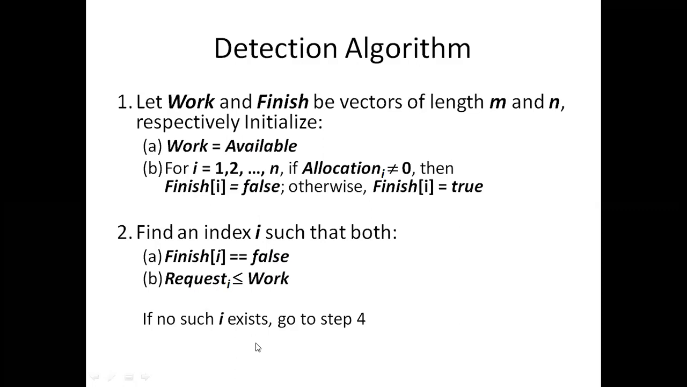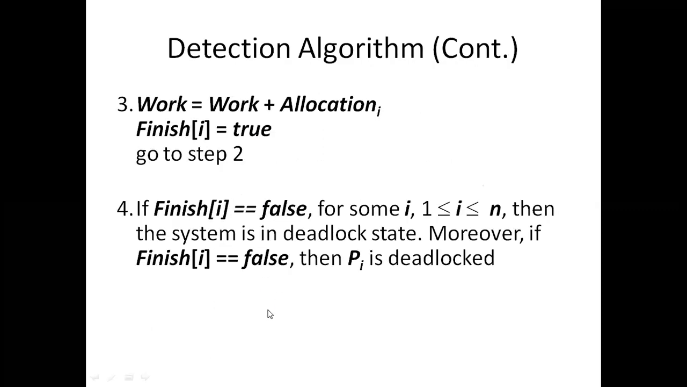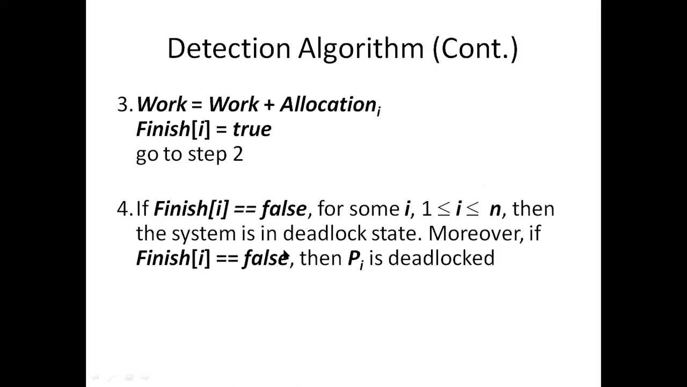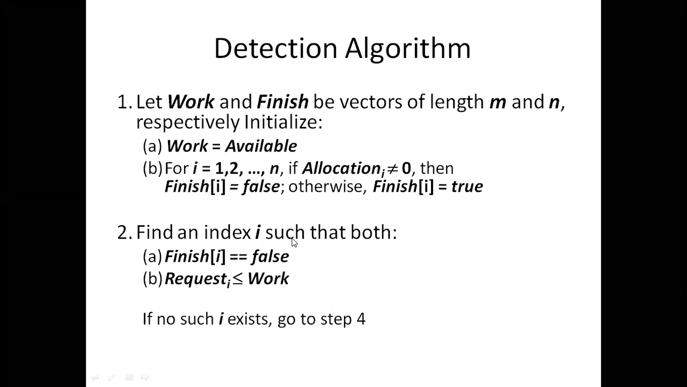If not, that is, finish[i] is false and the request is not less than or equal to work, automatically you need to go to the fourth step. That means the system is in a deadlock state. The process requires more resources than are available in the machine, so we cannot give the resources. Why? Because the system has only 10 resources available, but it is requesting 12. How can we assign? We cannot. So automatically the system will move to the deadlock state, because we cannot provide the resources.